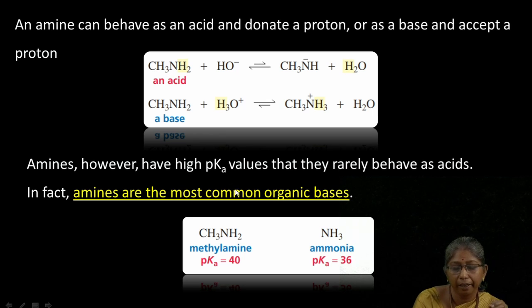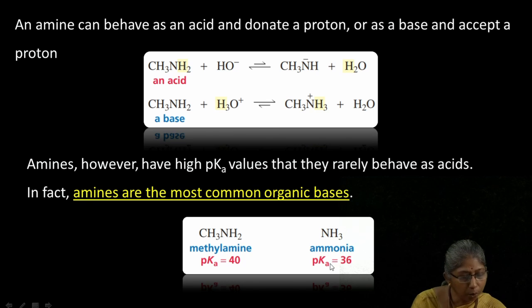So amines are, again, how can we say they are all bases? See their pKa values. The pKa for methylamine is 40. The value is very, very high, and so it acts as a strong base. It is a very weak acid, so we can say it is a very strong base. Ammonia, see the value, it is 36. So we can say these are all weak acids, that is, they are all bases.